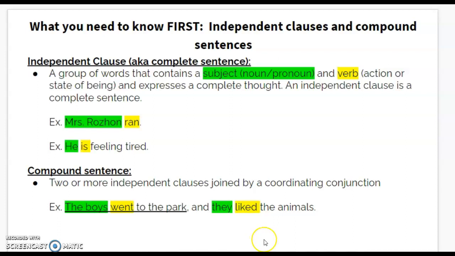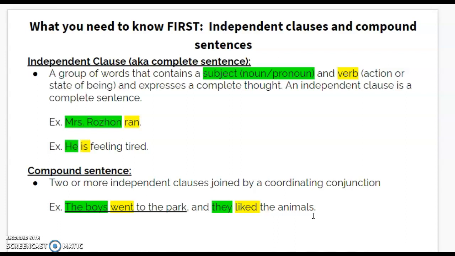So an independent clause is a group of words that contains a subject, which is a noun or a pronoun. So it might be a proper noun like Mrs. Rosen, that would be capitalized, or it might be a pronoun. So my pronoun is she. And also your independent clause includes a verb. So that is an action or state of being word, and then your independent clause expresses a complete thought. So essentially, you should know by now what a complete sentence is, and that's what an independent clause is. It's another word for complete sentence.